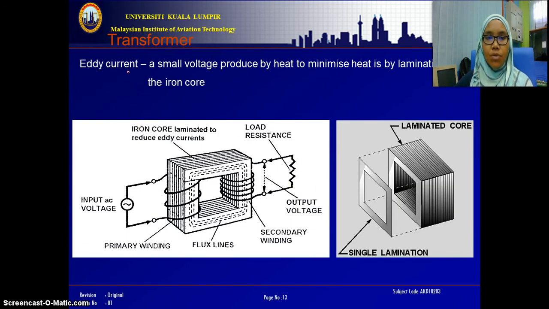Eddy current is a small voltage produced by heat. To minimize it is by laminating the iron core. So this is how we reduce the eddy current losses. The iron core is made of very thin layers of iron, which are piled together and become one block of core, just to reduce the eddy currents, which are always produced on the surface of the core.